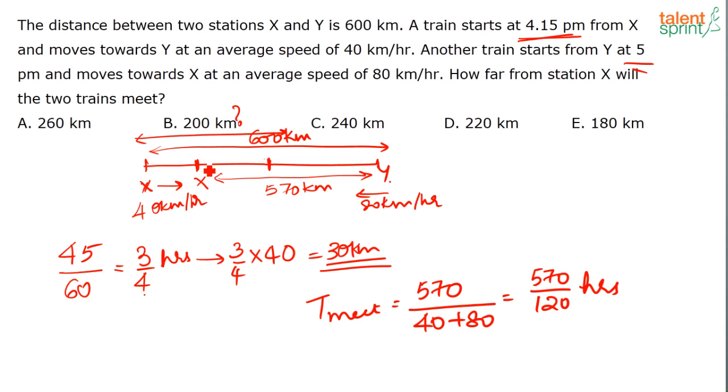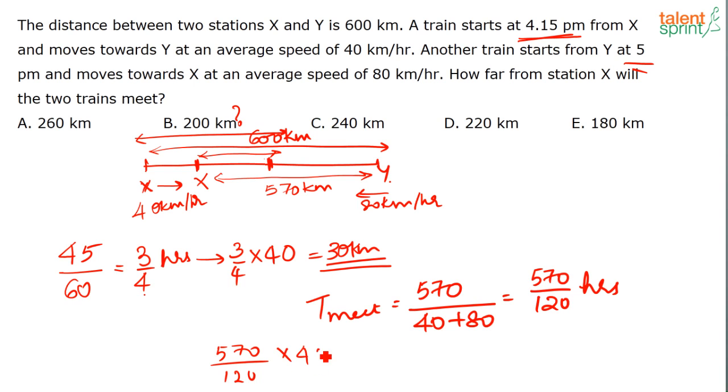Okay, from 5 o'clock till the point where they meet, what is the distance travelled by train X? This distance we can find out, right? How do I find it? See, train X is travelling for 570 by 120 hours. So what will be the distance covered by train X in this time? It is nothing but 570 divided by 120 into the speed of the train, correct?